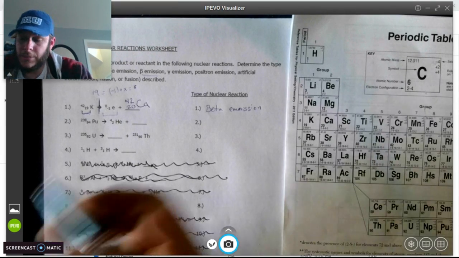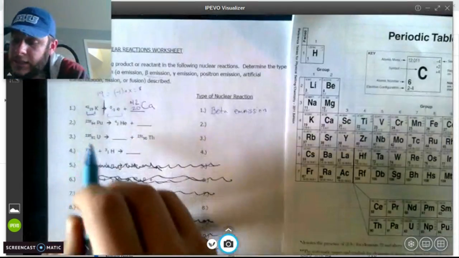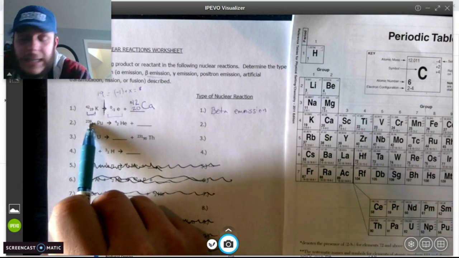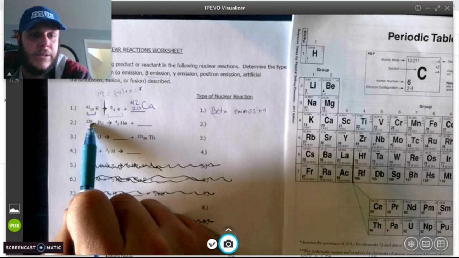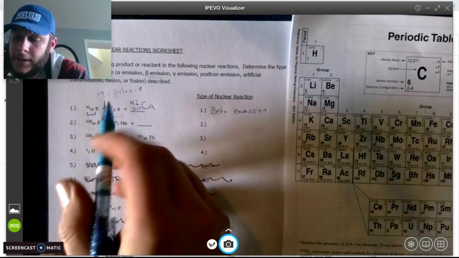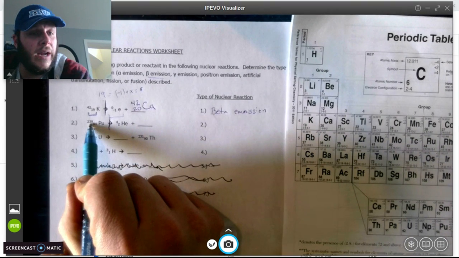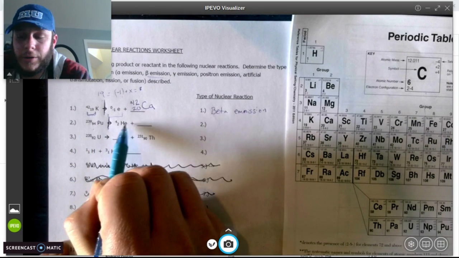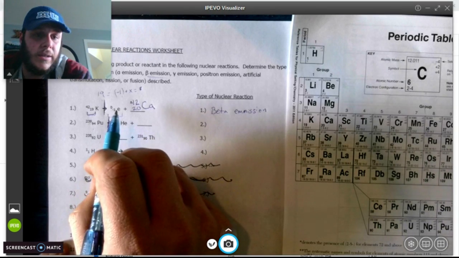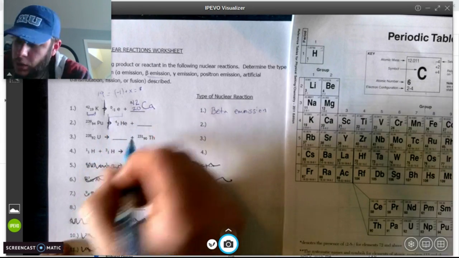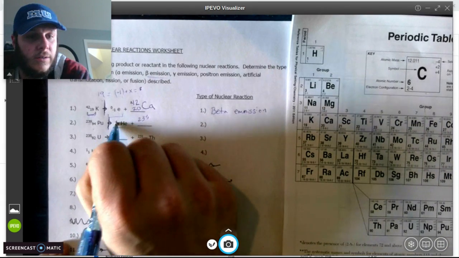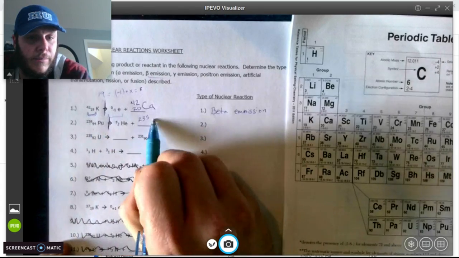Let's keep going. This is an element with 94 protons and 239 protons plus neutrons. So when I look at it, I started with 239. The two particles combined have to have a mass of 239. So 235 plus 4 equals 239. My new particle has a mass of 235.